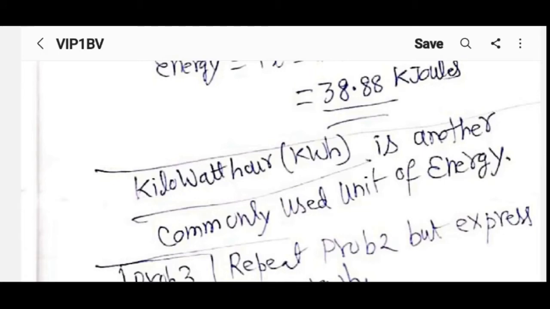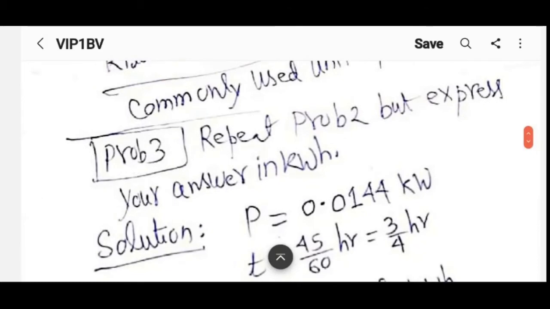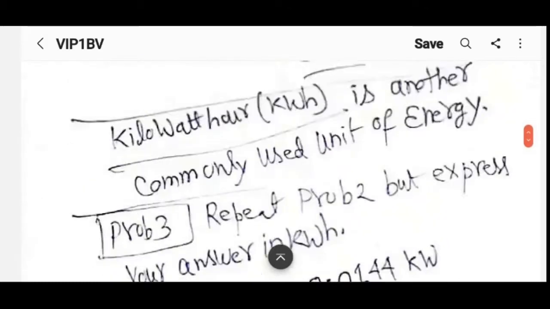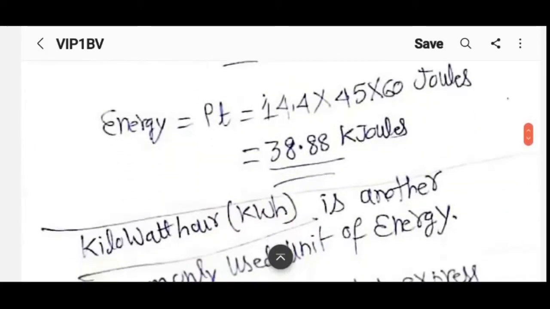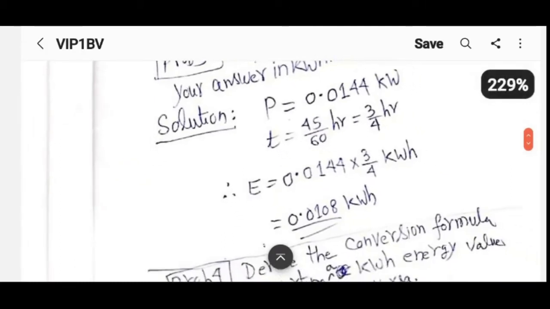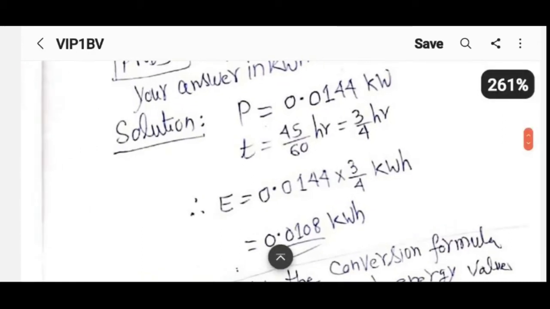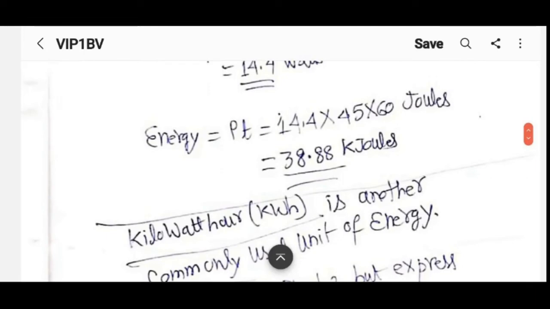So there is a clear-cut relationship between joule and kilowatt hour. In fact, I have repeated that problem given in 2 as problem 3, where I have done the calculation of energy in kilowatt hours. Power is 0.0144 kilowatt. Time is 3 divided by 4 hour. Multiply the two, you get the answer, 0.0108 kilowatt hour, which should be the same as 38.88 kilojoules.